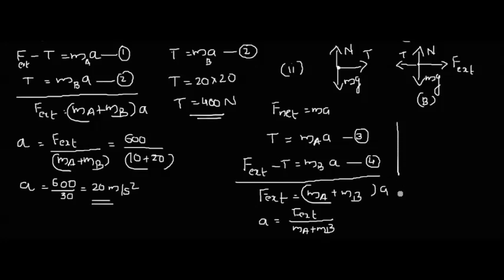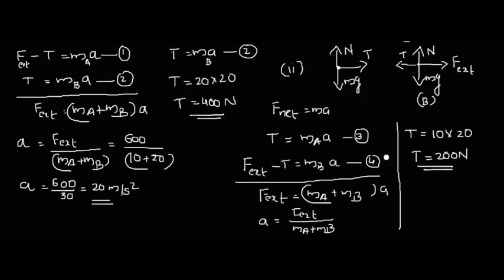But there will be a change in the value of tension. Now look at the equation of tension. To get the value of tension, I have to apply the value of acceleration in any of these equations. So I will get the tension T equal to, when I am putting the value of acceleration in this equation, MA is 10 and acceleration is 20. So in this case the tension is 200 Newton.